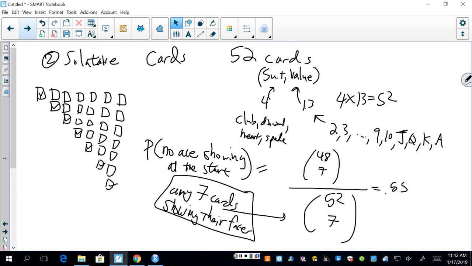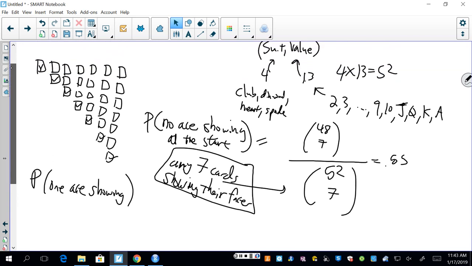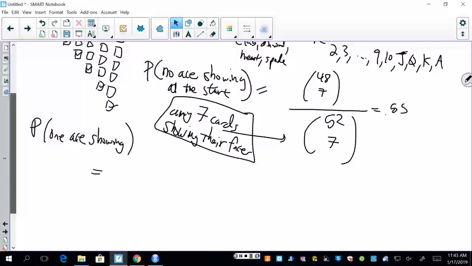If you do it by hand, it's 48, 47 down to 42, and then 7 factorial in the denominator. There's a 7 factorial in the base of this one too, so there's a cancellation. What's the chance that there's 1 ace showing? So the denominator can be the same, 52 choose 7.